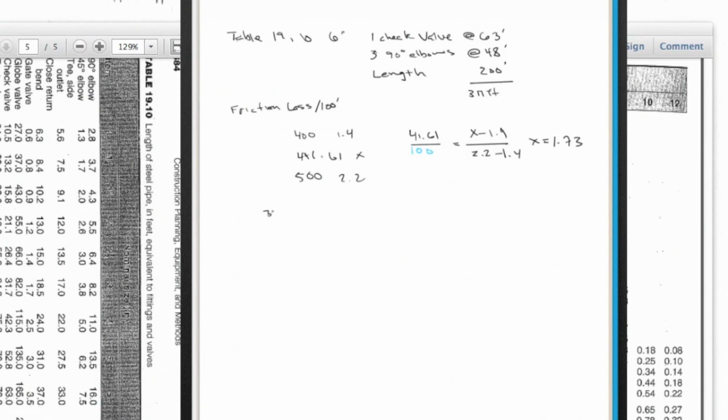So if we take our 311 and multiply it by 1.73 per 100 feet, we end up with 5.39 feet. And that's the head loss. So we have our total head due to friction: our original head, we're coming up 11 feet, plus the friction head. So we get 16.39 feet.